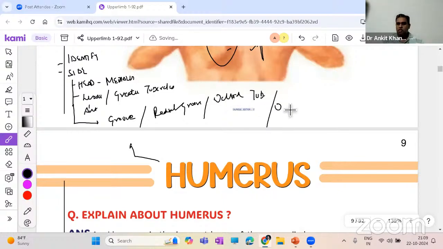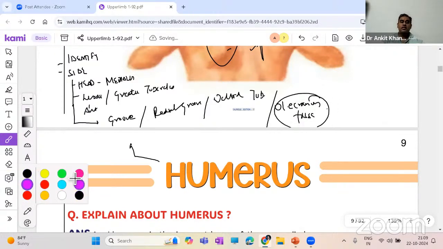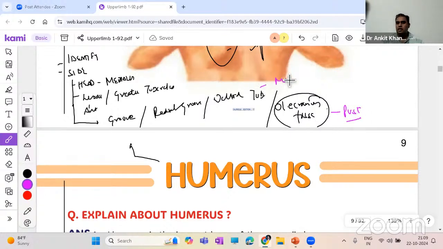Don't ever miss out on the olecranon fossa. This is a very big fossa, which is easily relevant. Where is it seen? It is seen on the posterior aspect. The radial groove is seen on the middle of the shaft laterally, and is present posteriorly. This groove is the intertubercular groove. Keeping in mind these 4-5 things, easily identify the humerus.